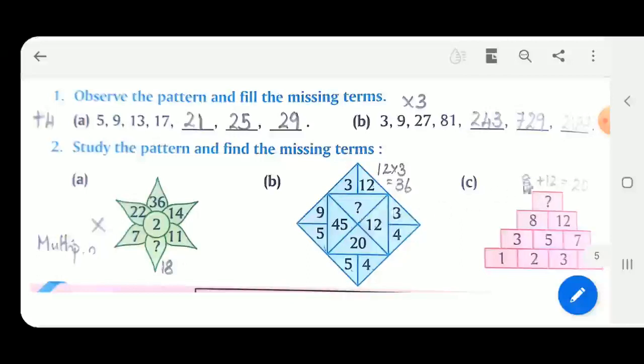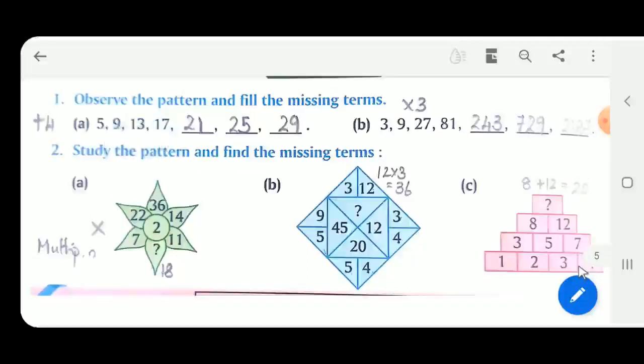36. C, 1 plus 2 we are getting 3, 3 plus 4 it is 7. Again 3 and 5 if you add you will get 8, 5 and 7 it will be 12. So 8 and 12 it will be 20.